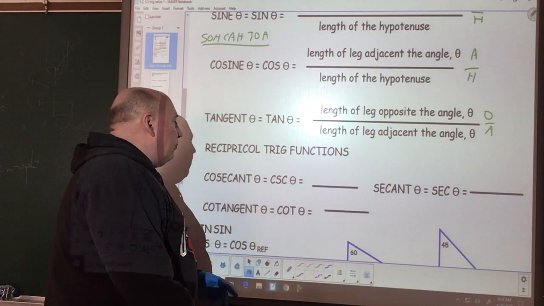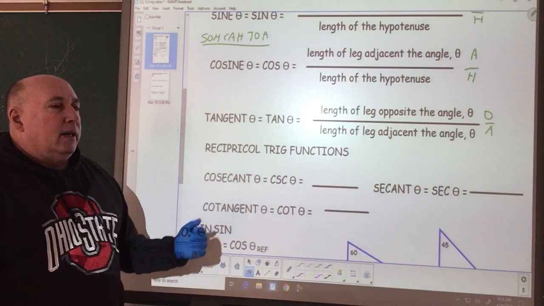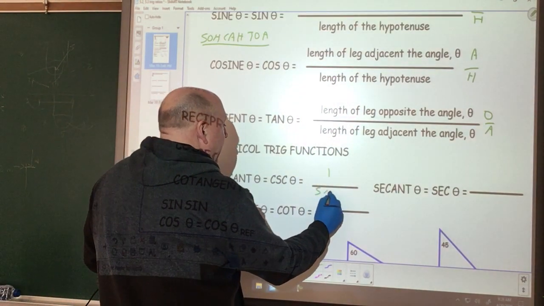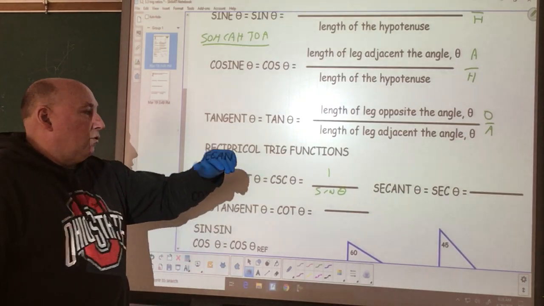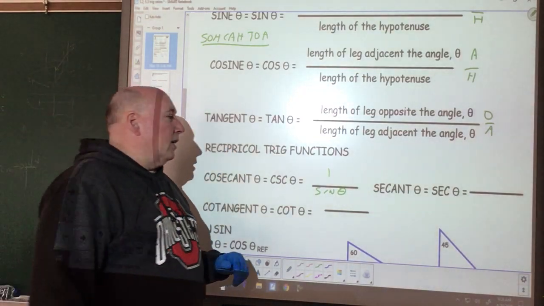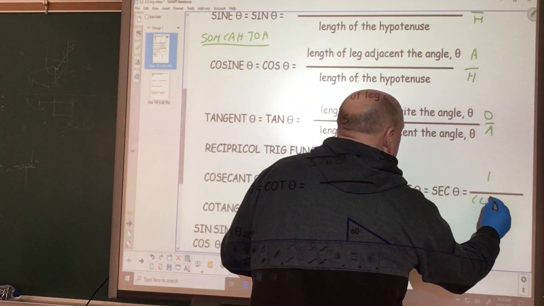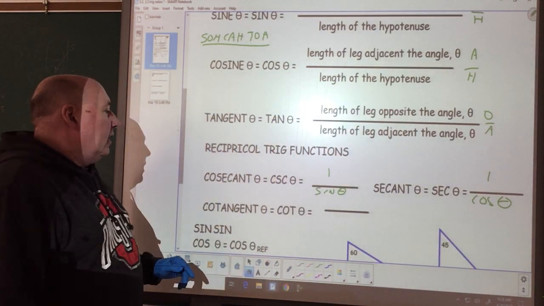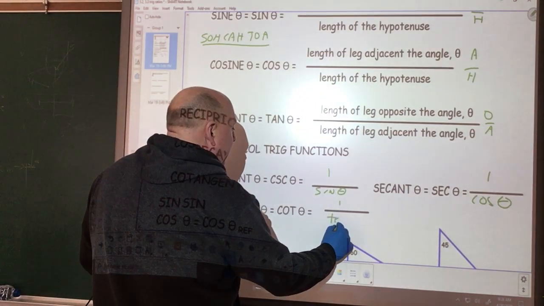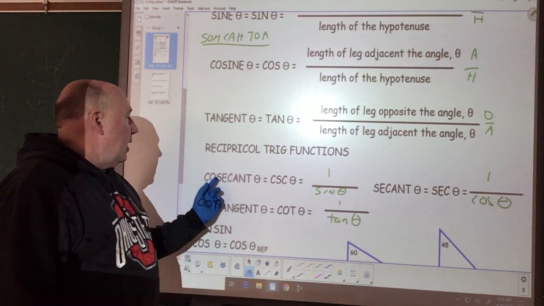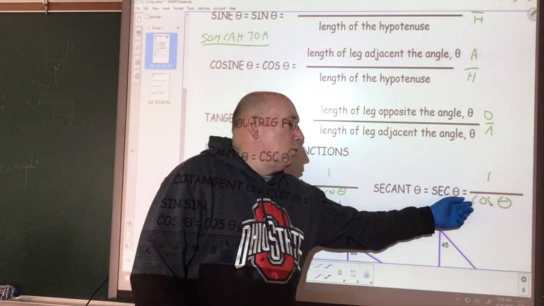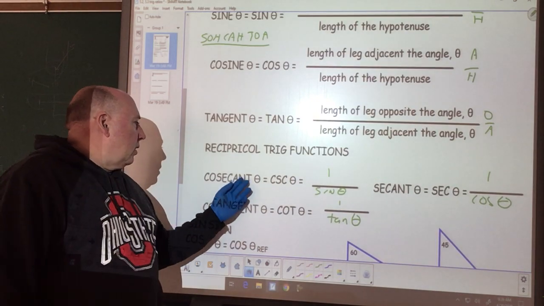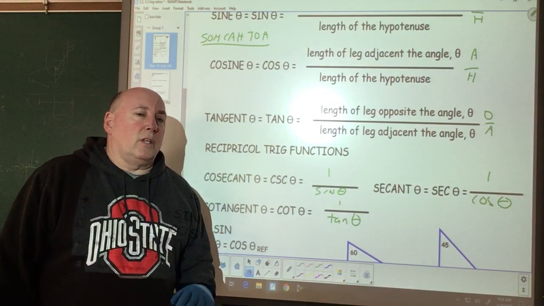We have our reciprocal functions. We have the cosecant, which is CSC. This is 1 over the sine of theta, so it's the reciprocal of sine. The secant is 1 over the cosine of theta. And then the cotangent is 1 over the tangent of theta. C goes with S, S goes with C. The codes don't match up with each other. Cosecant goes with sine, secant goes with the cosine.